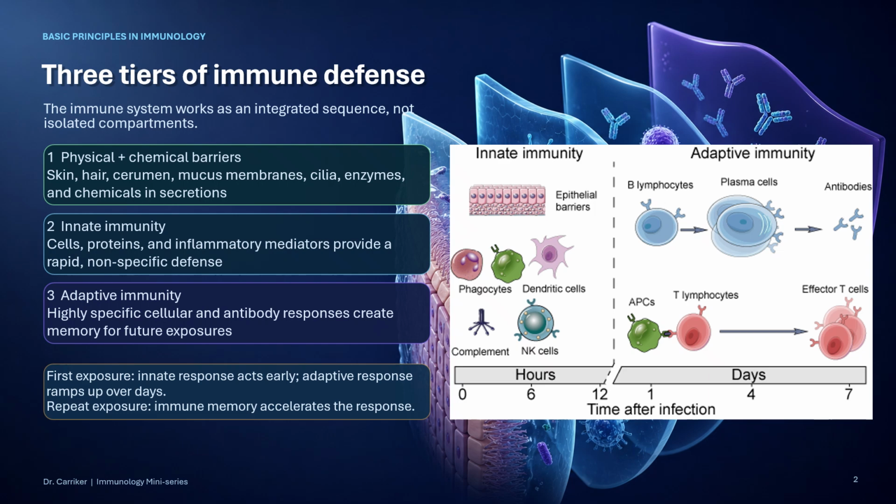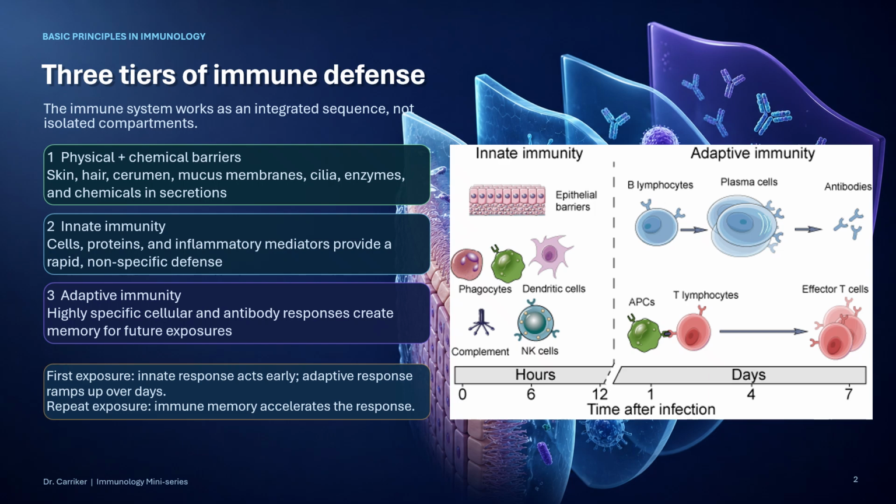And then the third tier that we see on the screen is adaptive immunity. This is the highly specific system. It involves antibodies, cellular response, and immune memory. The body essentially says, I've seen this before. I know how to respond more effectively next time. If you look at the timeline figure, the key idea is that innate immunity carries much of the workload early in the first infection, while adaptive immunity takes longer to build, but becomes much faster on repeat exposure.